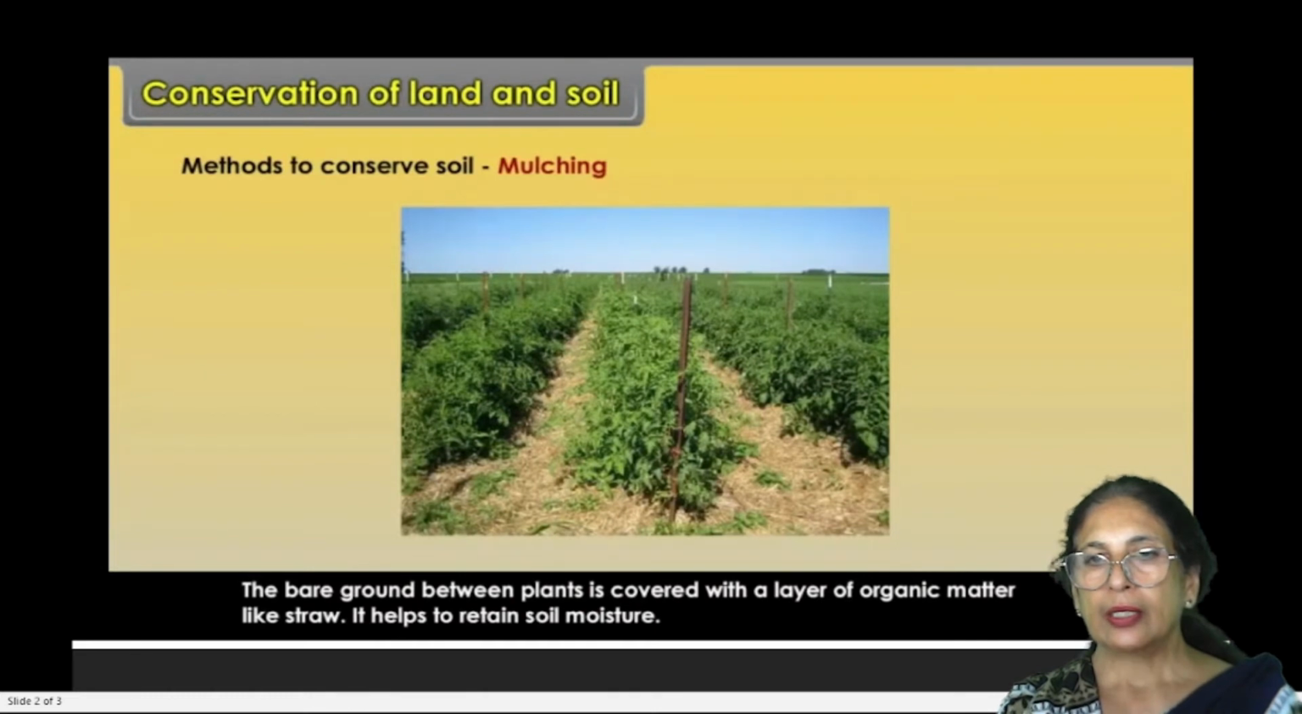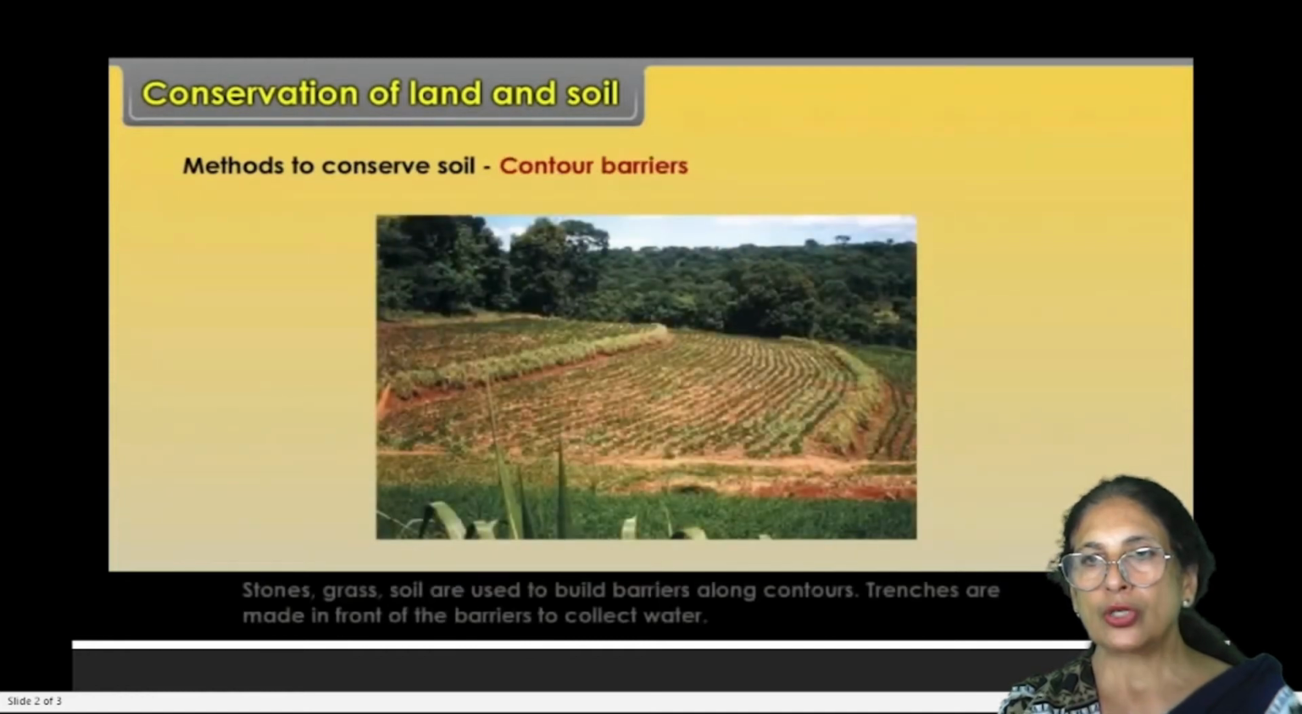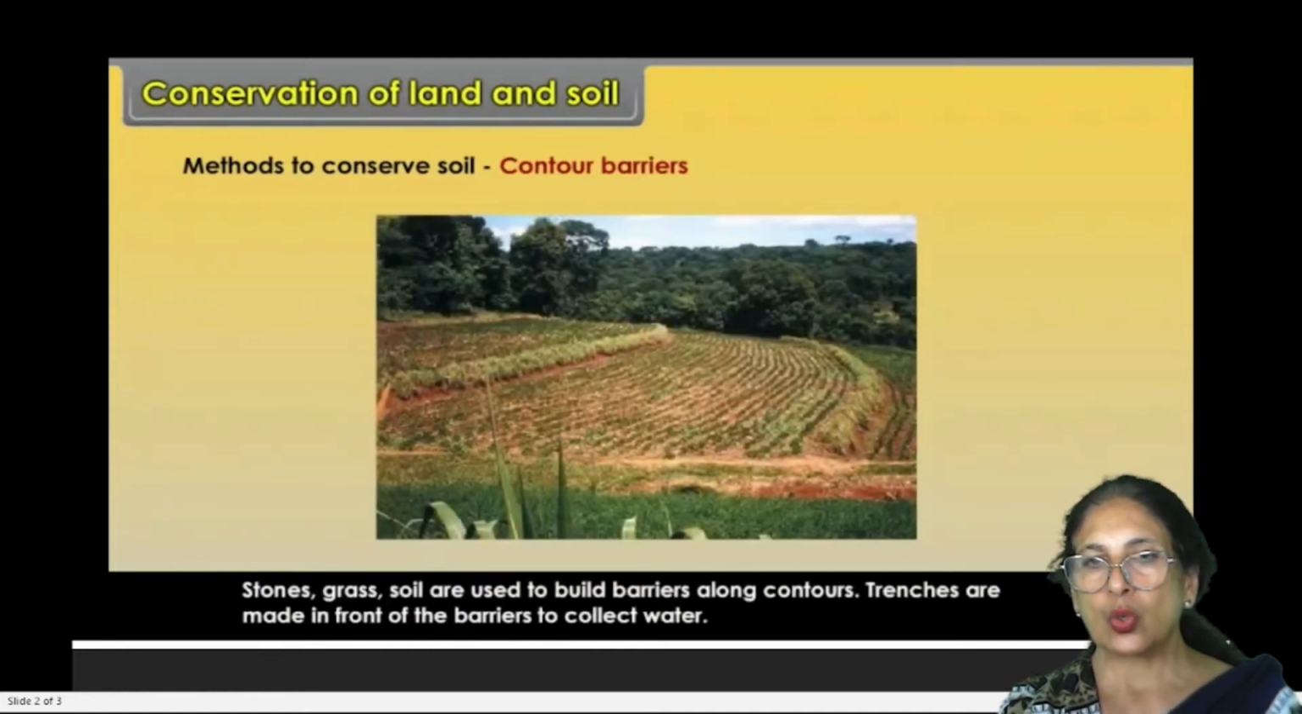Mulching. The bare ground between plants is covered with a layer of organic matter like straw. It helps to retain soil moisture. Contour barriers. Stones, grass and soil are used to build barriers along contours. Trenches are made in front of the barriers to collect water.